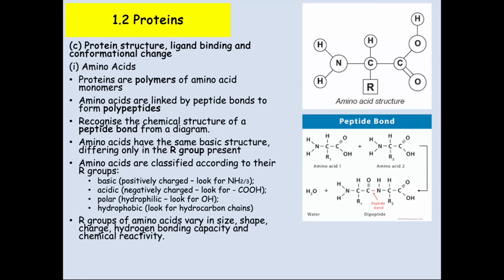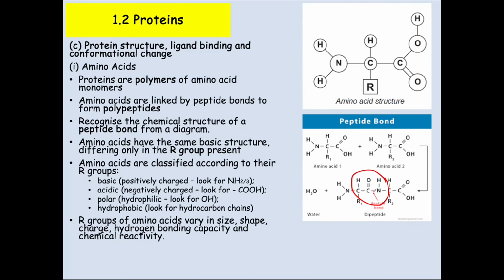Now, amino acids are linked by peptide bonds to form polypeptides. Again, we probably know that from Higher already. One thing you have to be able to do at Advanced Higher is recognize the chemical structure of a peptide bond. And there's an example in the diagram down here where we can see a peptide bond.